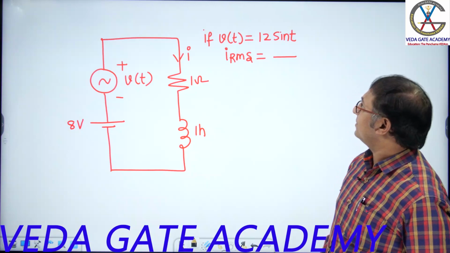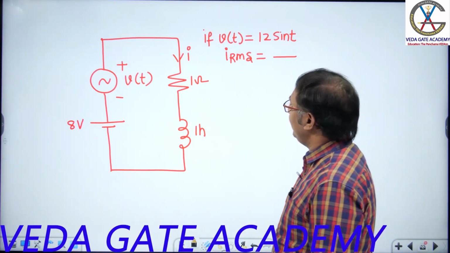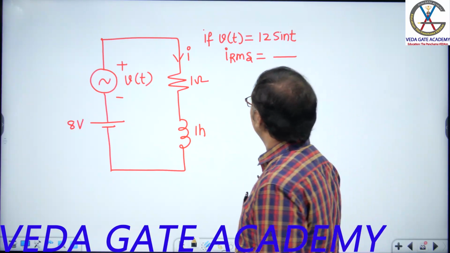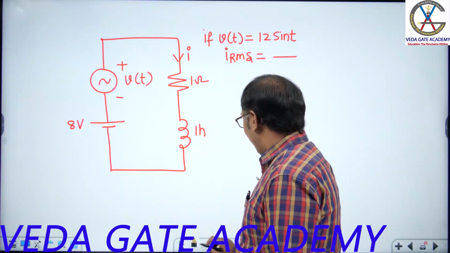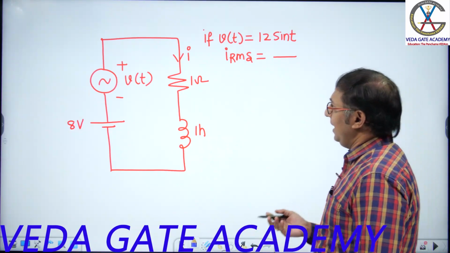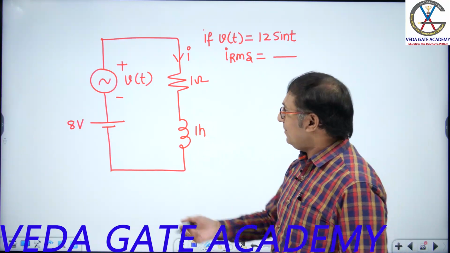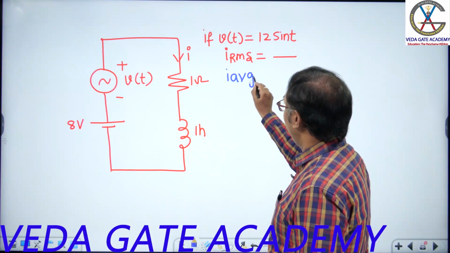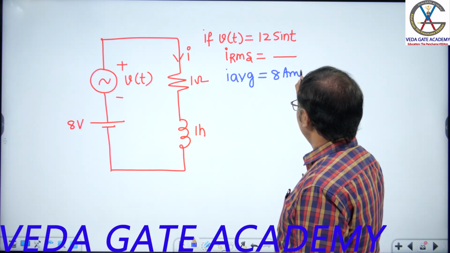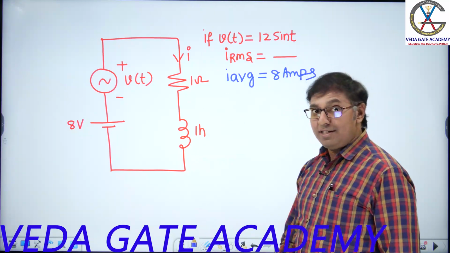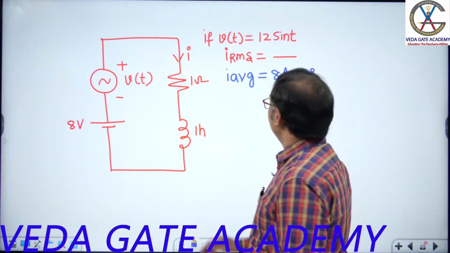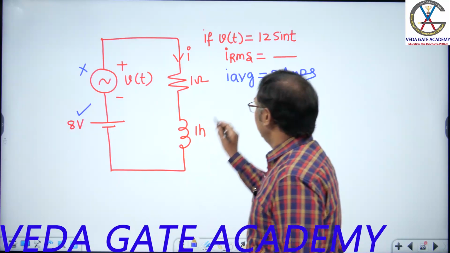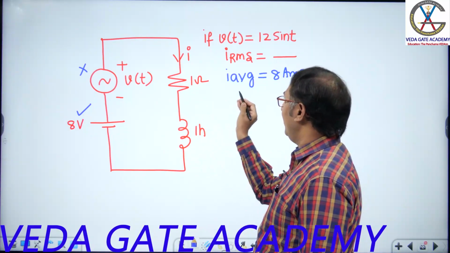V of t is 12 sin t. He is asking for IRMS. Let us calculate both average as well as RMS. Average means only for the DC supply. I average is simply 8 amperes, since the inductor behaves like a short. Activate this source and deactivate the other; because of DC, I is 8.